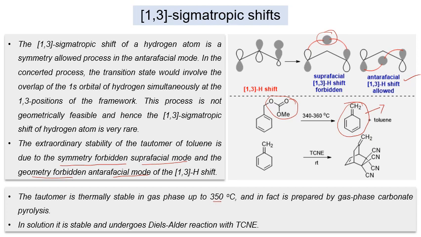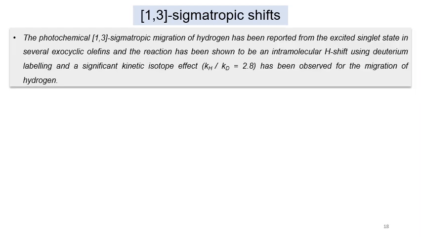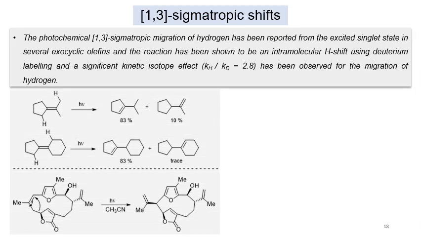And in solution also, this is fairly stable and undergoes a very facile Diels-Alder reaction with tetracyanoethylene to give you this cycloadduct. This clearly shows us that the 1,3 H shift is not feasible in thermal condition. What about photochemical condition? In photochemical condition, the 1,3 sigmatropic migration of hydrogen has been well reported from the singlet excited state.